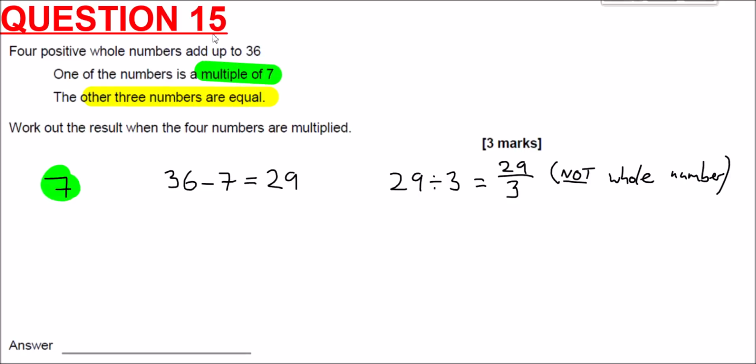What's the next multiple of 7? Next multiple of 7 is 14. If the number was 14, the other 3 numbers would have to total 36 minus 14, which would be 22. Can we have 3 whole numbers that are equal to each other, adding up to 22? I don't think so, but if you want to check on your calculator, be my guest, you'd get 22 over 3. If you did 22 divided by 3, 7 1/3. So again, that's not a whole number.